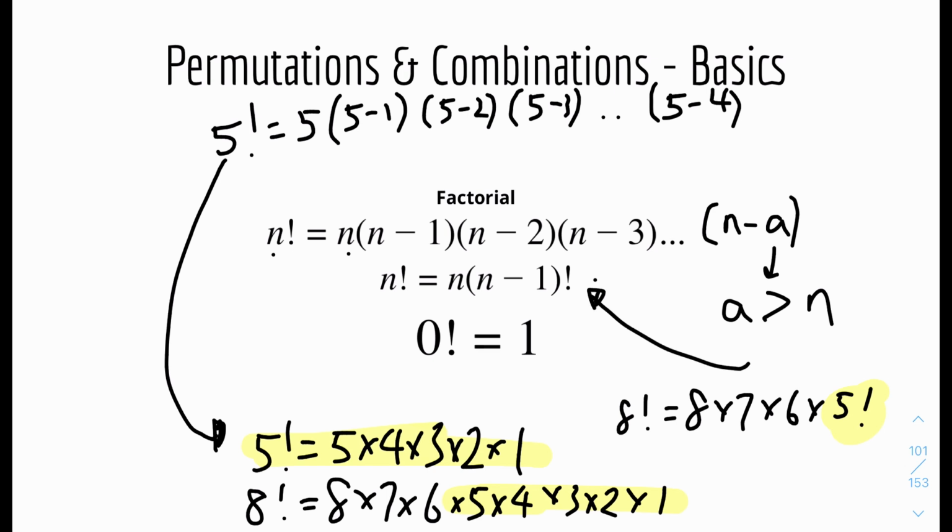One key thing to note is that 0 factorial is equal to 1. There's some proof for that, but we won't get into the proof right now. But you can just search on YouTube for the proof that 0 factorial is equal to 1.